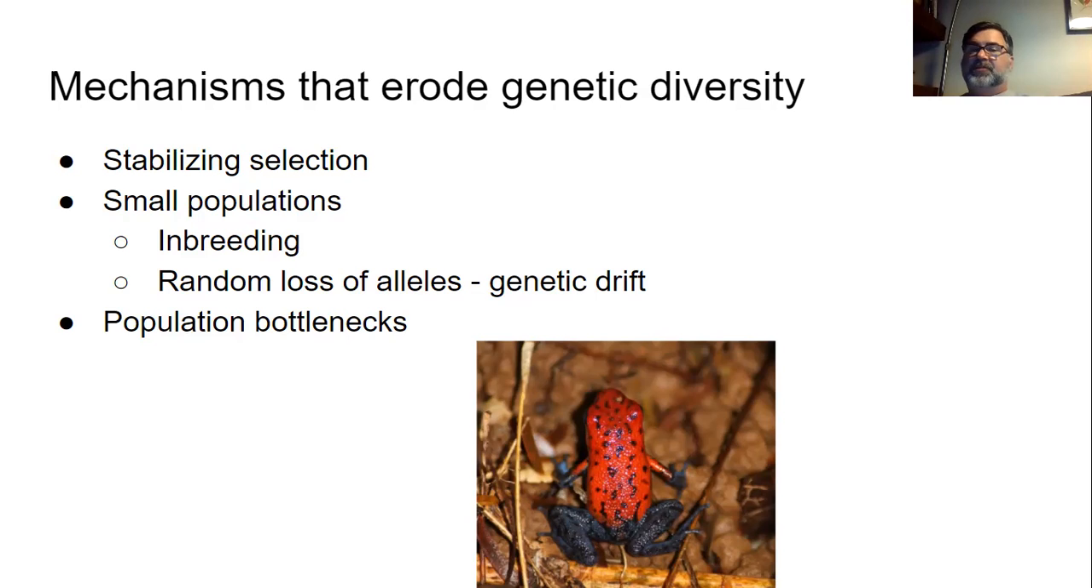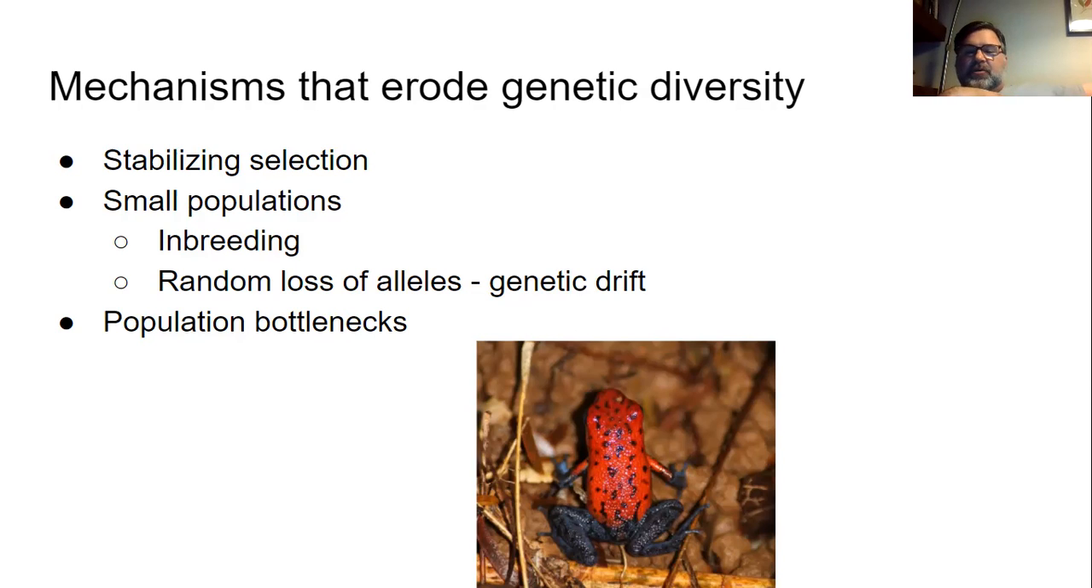Also, small populations erode genetic diversity. So things like inbreeding result in the loss of alleles, and the random loss of alleles due to genetic drift. And that's particularly important in small populations.